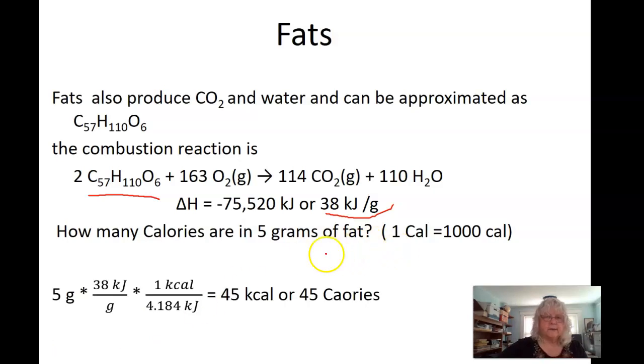So 5 grams of fat, the value I've been given is 38 kilojoules per gram, and then I can change kilojoules to kilocalories by using the conversion we had way back at the beginning of the notes. And it works out to be 45 kilocalories, or 45, I should say calories, I'm sorry. So the big C calories, those are nutritional calories.